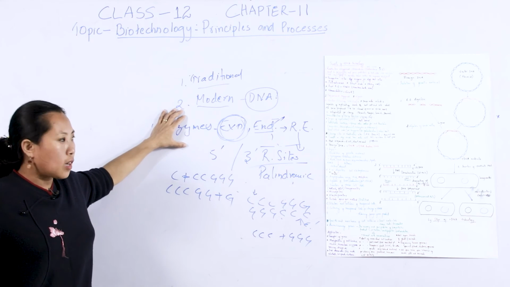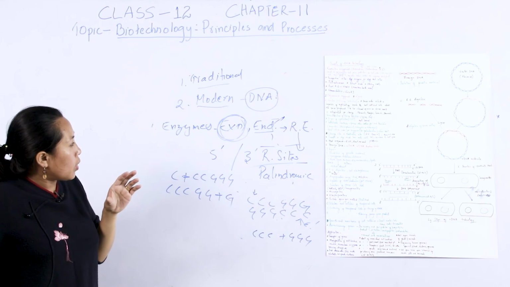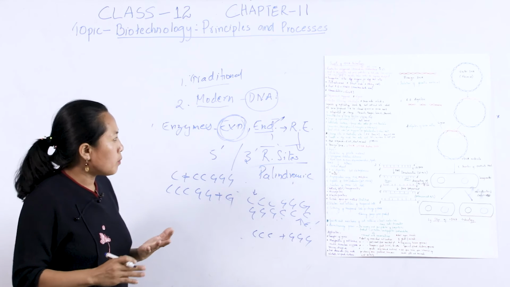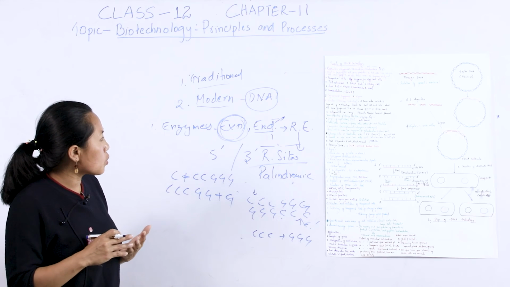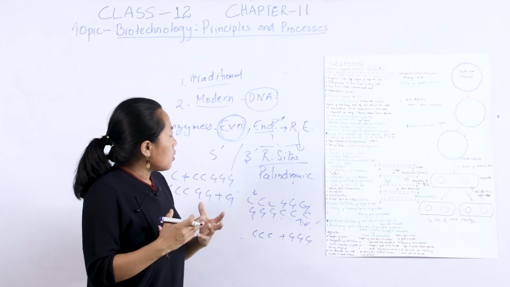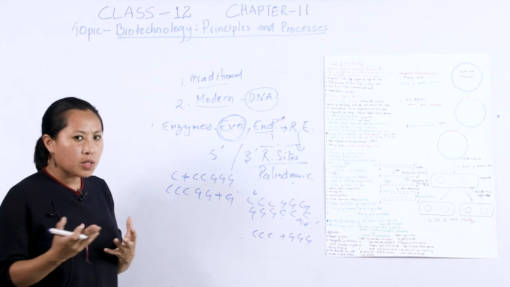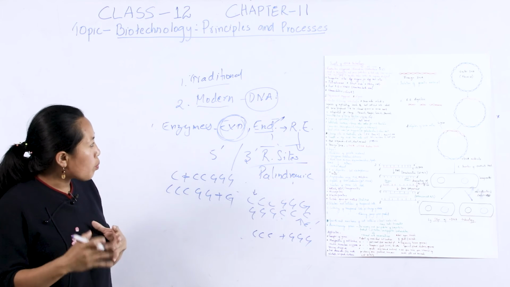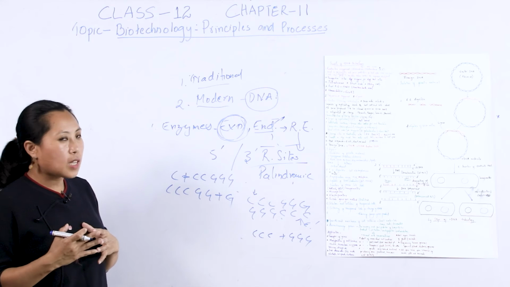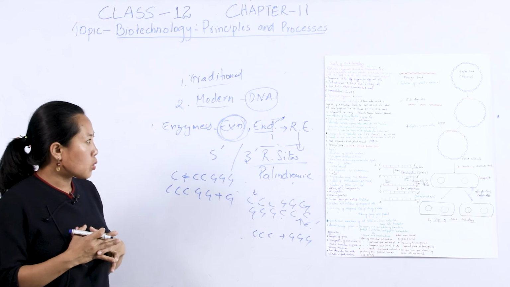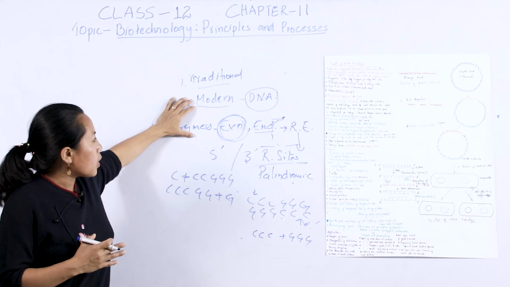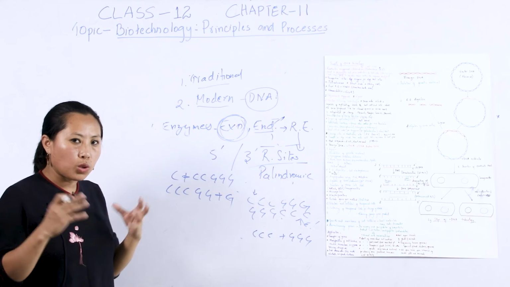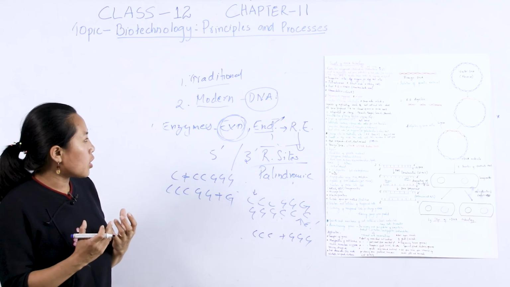The other enzymes involved are DNA polymerase and lysing enzymes. Lysing enzymes are used to degrade the bacterial cell, and DNA polymerase is used to synthesize the complementary DNA strand. So one tool is the enzyme. The other tool is the ligase enzyme, which is used for joining the fragments of DNA, and the other is the vector.